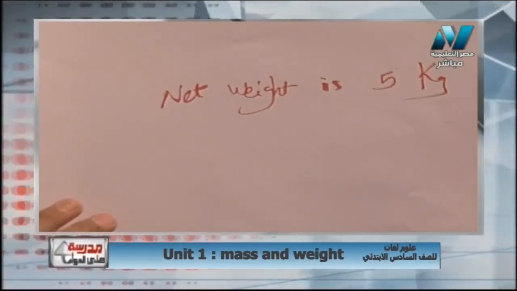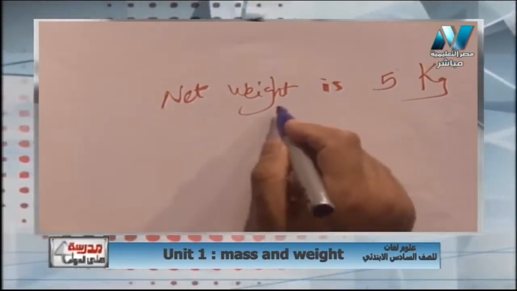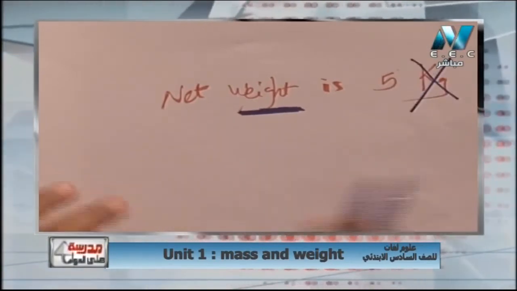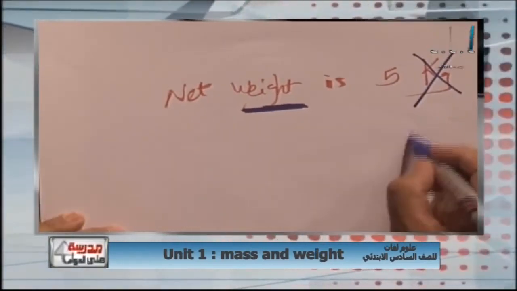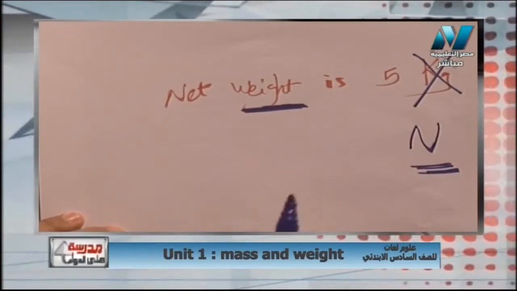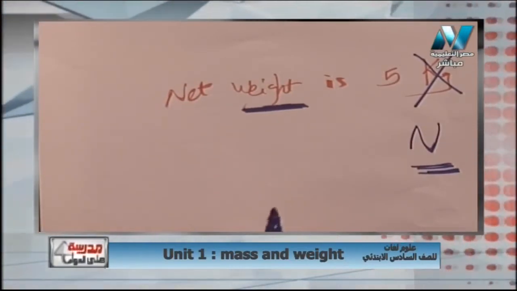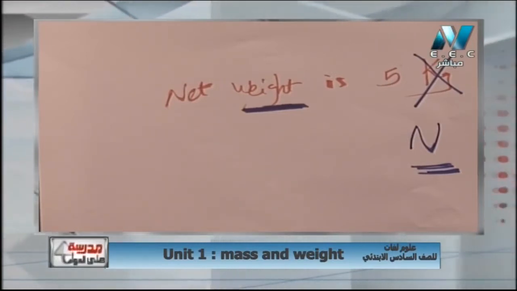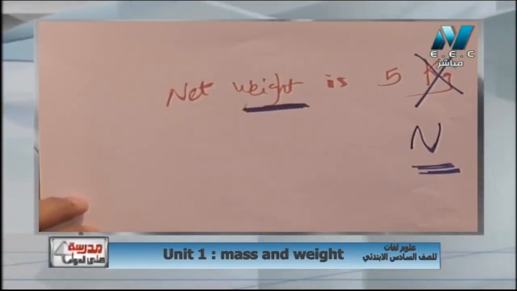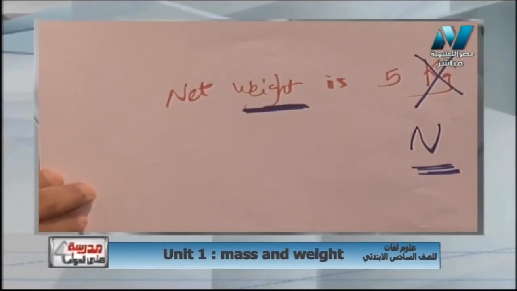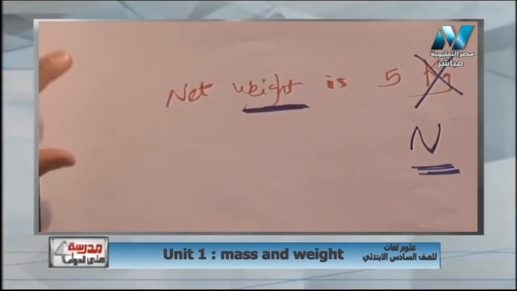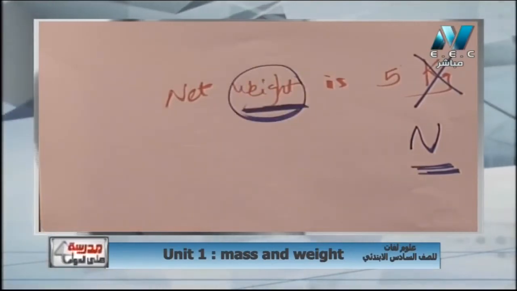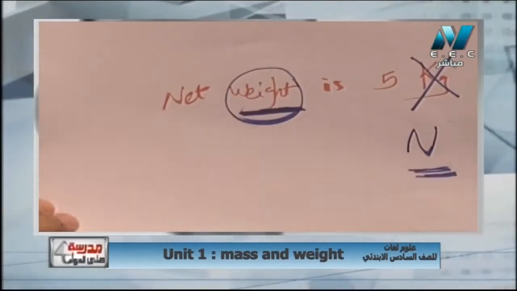It's very wrong. Why? Because weight isn't measured by kilogram, but weight is measured by Newton. Not kilogram. So now let me explain in detail the difference between mass and weight. So now let's study the difference between mass and weight to know how we can measure weight and how we can measure mass. So now let's start our lesson about mass and weight.